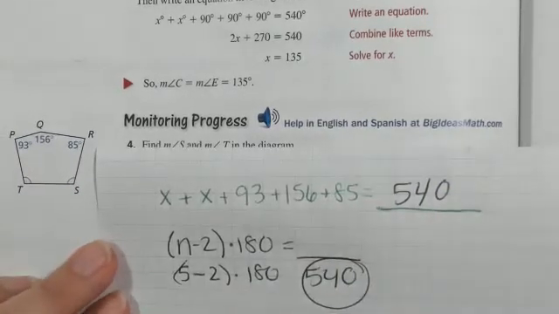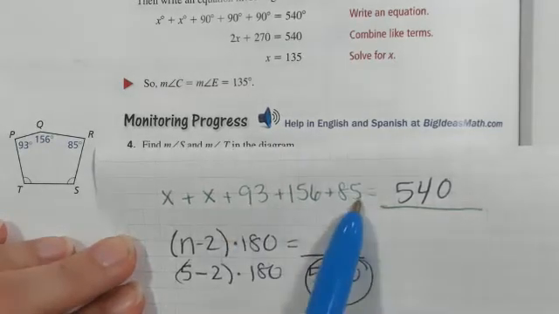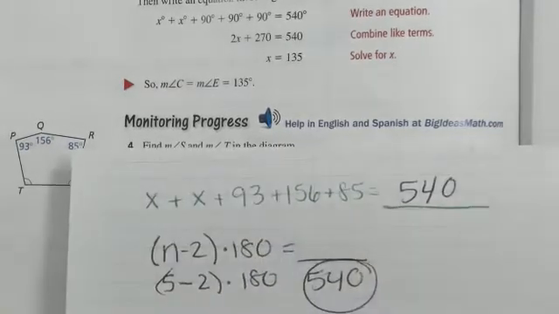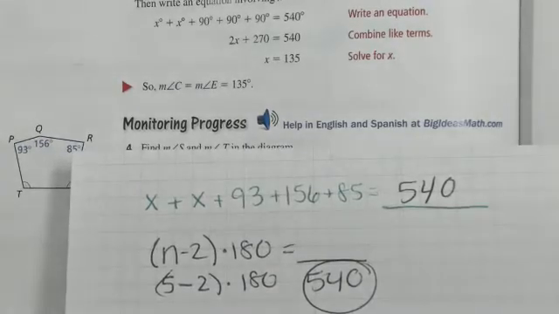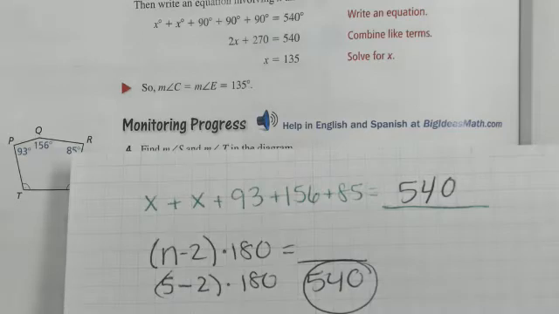All right, so now we're just going to solve it algebraically. We're going to subtract each of these and divide by 2 for our x's. So we have 540 minus 85 minus 156 minus 93.